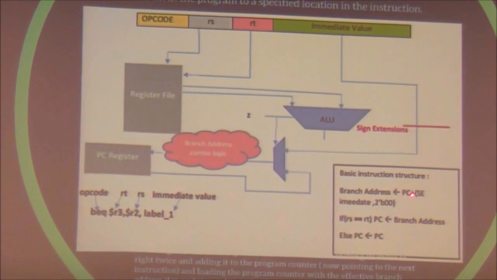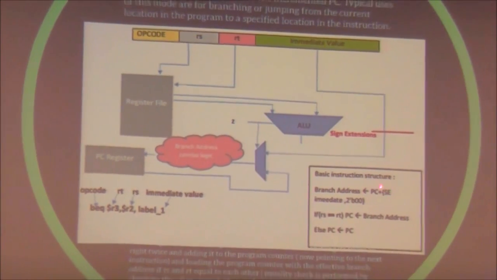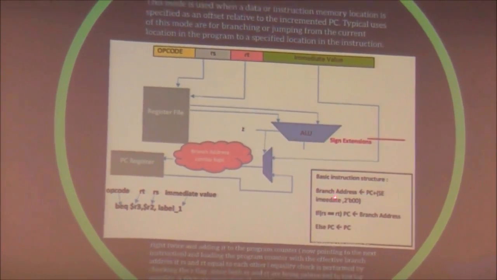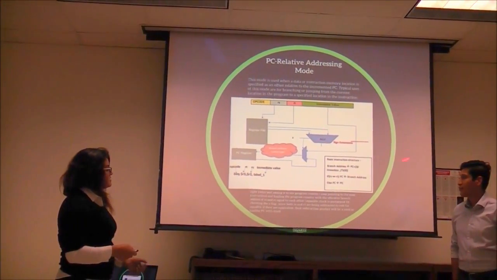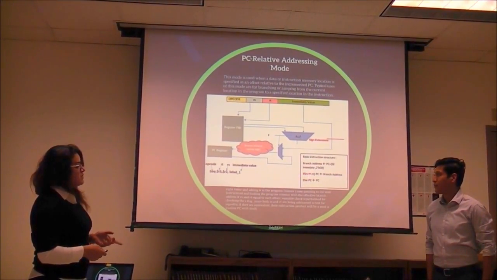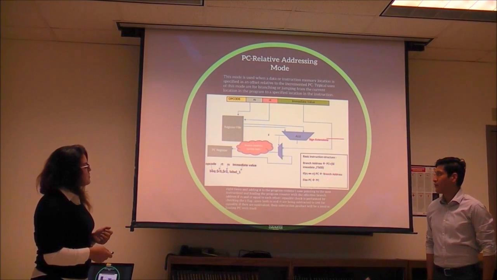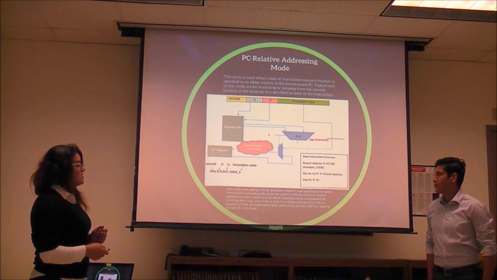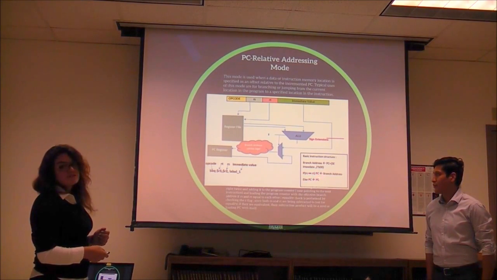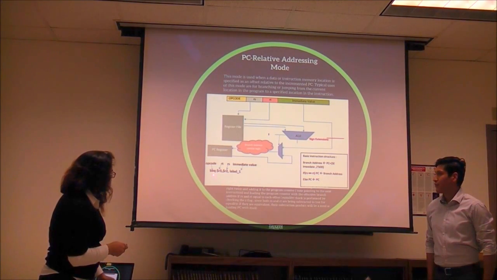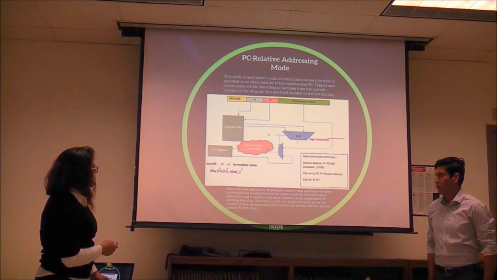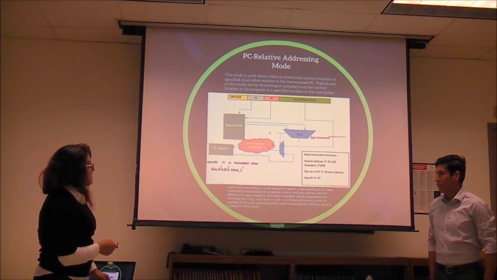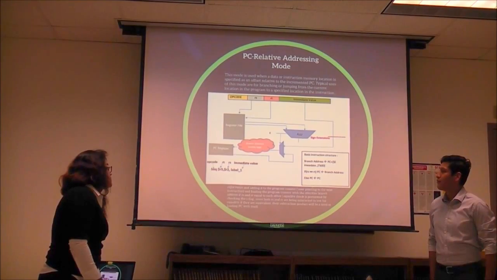And here we have the branch address being the PC plus a sign extended immediate value shifted to the left twice. The PC will have that branch address loaded onto it if and only if RS is equal to RT. That is, the branch is equal to R3, R2, with R3 and R2 being the two registers that are being evaluated, and the label being the immediate value that we will use with the PC value.